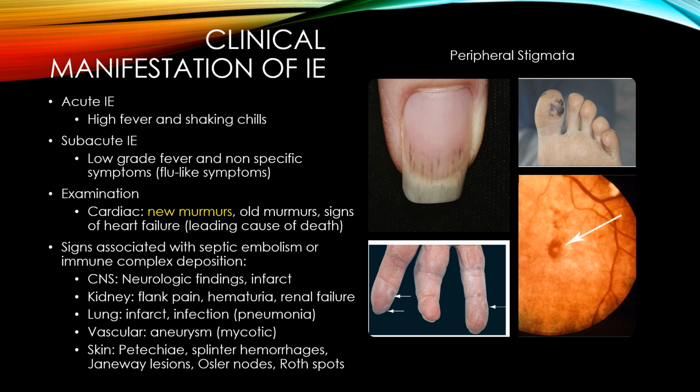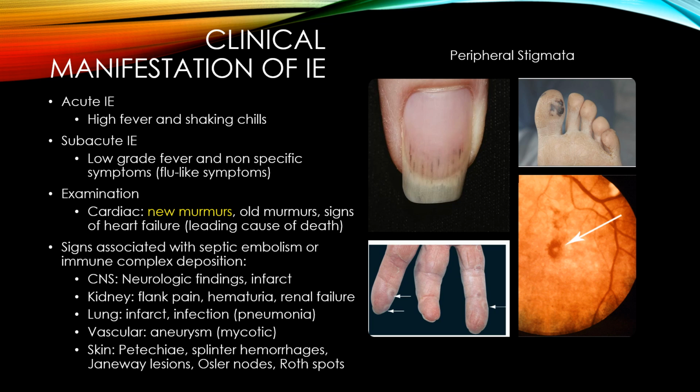In the skin, there's something we call peripheral stigmata, and these are things they really like to test on in standardized tests. So we have here petechiae, and these little splinter hemorrhages you can see anywhere in your body. These splinter hemorrhages underneath the nail, you can see right here, are these longitudinal black streaks, which are little hemorrhages underneath the nail.